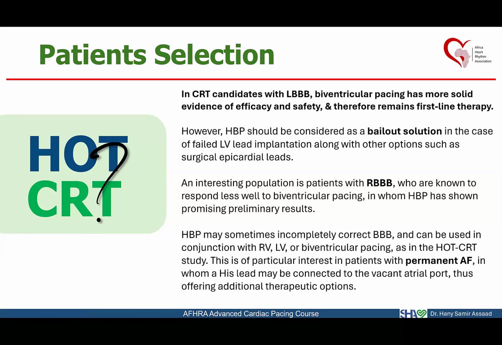have a vacant atrial port that you can use for His bundle pacing or left bundle area pacing, in order to offer an additional therapeutic option for these patients. And in the guidelines, we have some list of advantages and disadvantages of thinking this way. It's just a word to say so that we become familiar with the idea of an assisted or optimized technique for the CRT using an additional His or left bundle area pace.